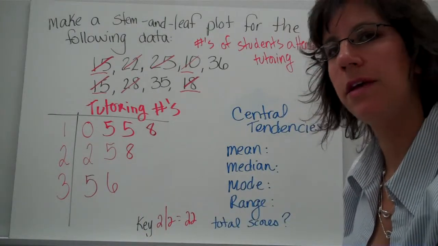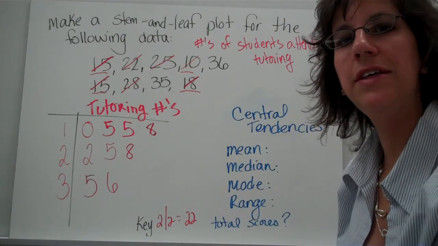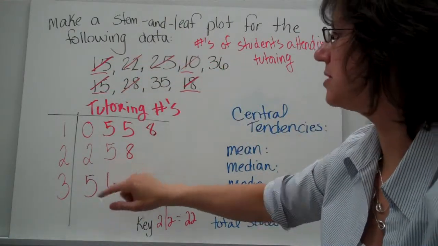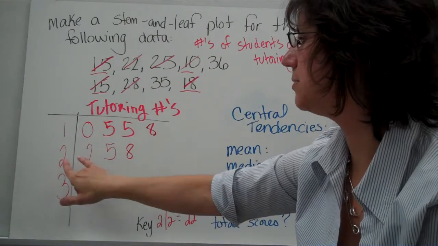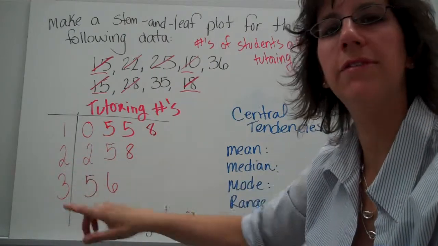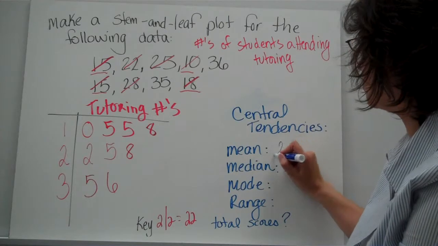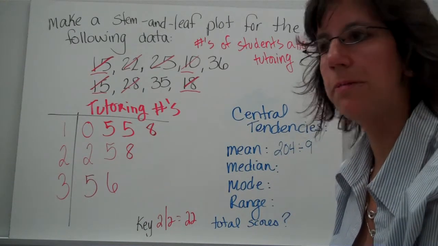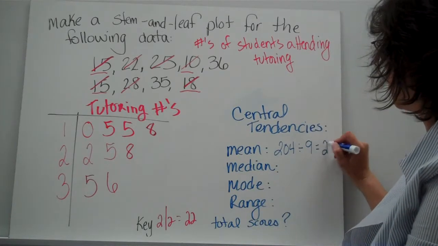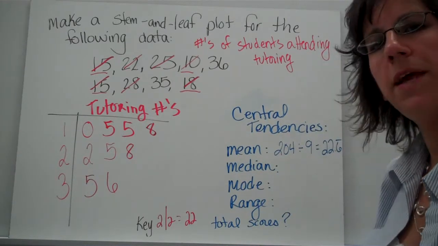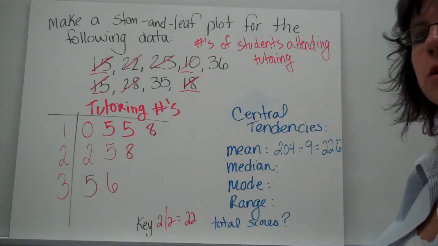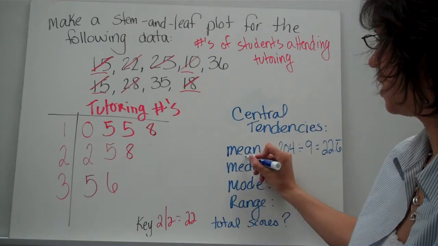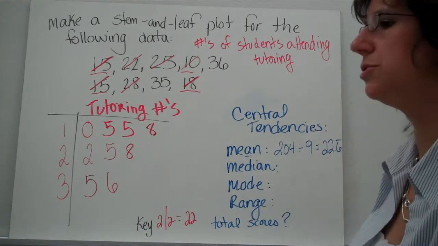Do you remember how to find the mean? Remember, you have to add them all up and then divide by the number of numbers. So you could certainly add them up from this list, or you could add them up from this list. You've got 10, 15, 15, 18, plus 22, 25, and 28, 35, and 36. When you add all those up, did you get 204? And there are 9 numbers. We are dividing by 9, and that gives you the mean. That came out to be a repeating decimal, didn't it? 22.6 repeating. So around an average of 23 people came to tutoring.